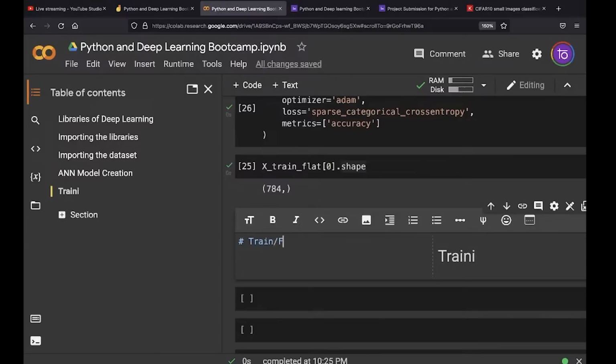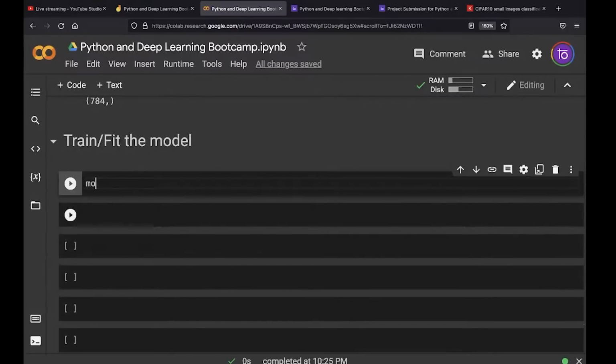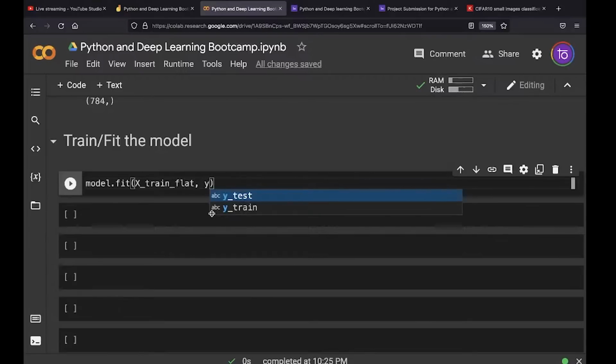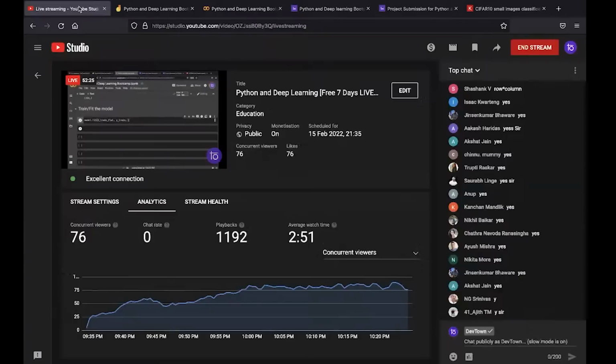Train or fit the model. So now I'm going to say model.fit. Now I have to give the data over here: X_train_flat and y_train. I need to give another parameter known as epochs. Epochs means how many times do you want your model to see the data, right?